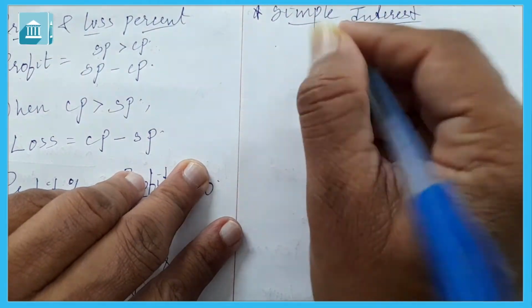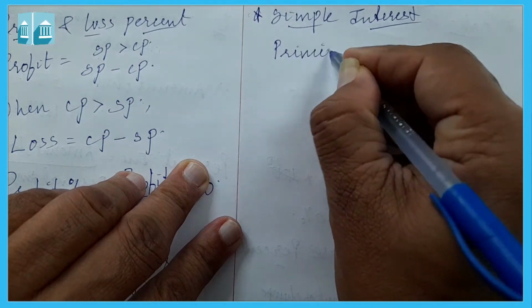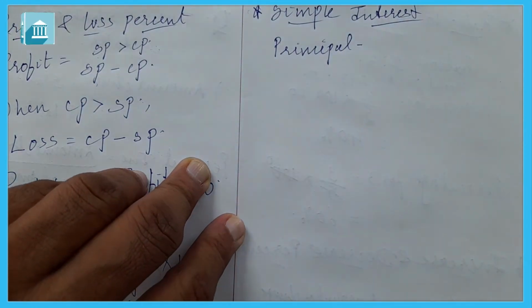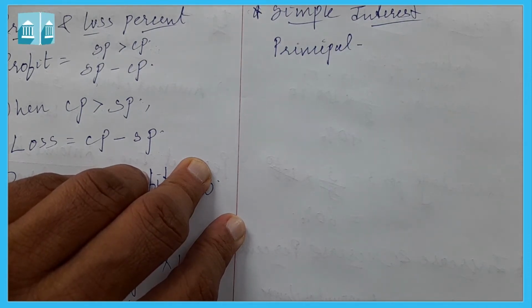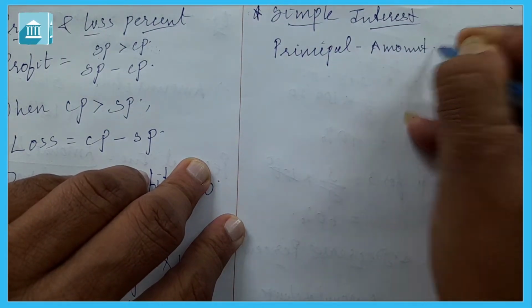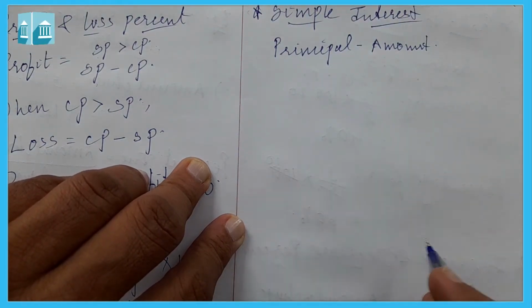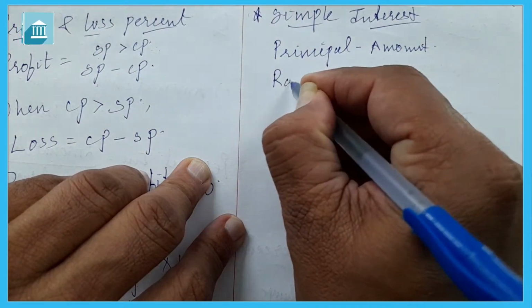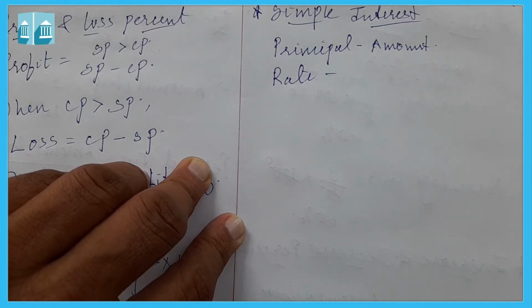Simple interest is based on this. First we have to see principal. Now what is principal? This principal is the amount which you borrow or deposit in the bank or from the bank. Then comes rate. Rate means rate percent, that is at what rate the bank is charging the interest.